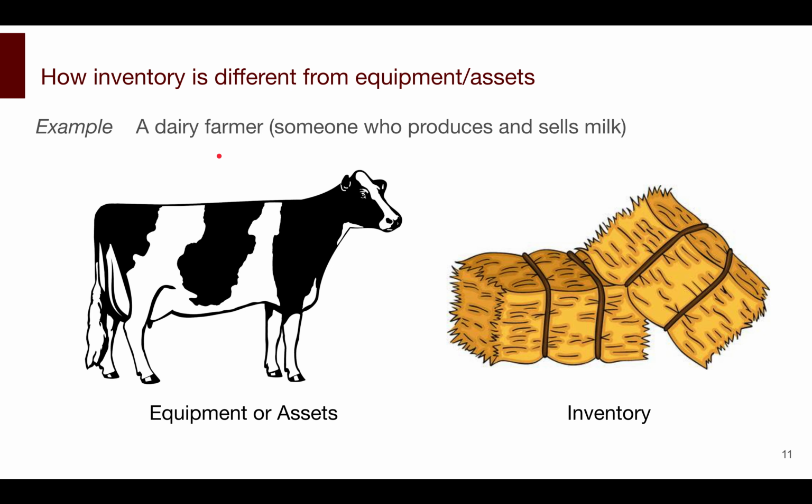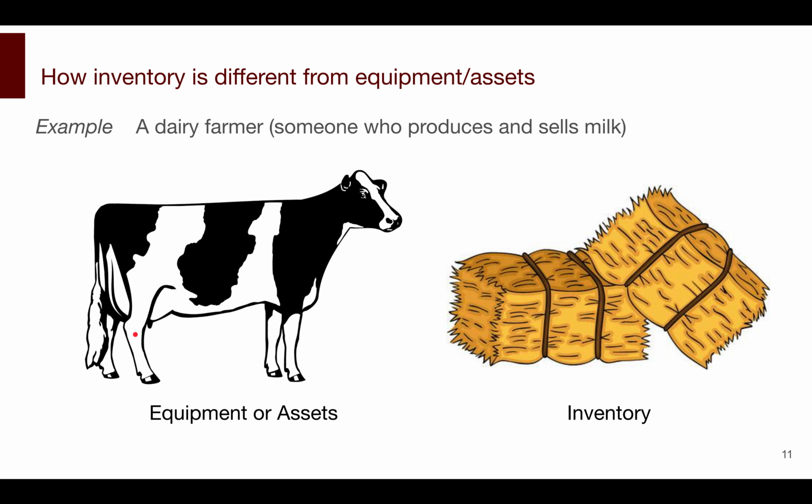So I wanted to give this example to help students differentiate between inventory versus equipment or assets. Suppose you are a dairy farmer, so you produce and sell milk. Not that you produce the milk, I mean your cows do, obviously. Don't be silly. So a dairy cow would be your equipment or your assets, because a cow is basically a biological machine that turns feed into milk. And your inventory might be your feed, like your hay, your soybeans in America, or whatever grain they feed the cattle.